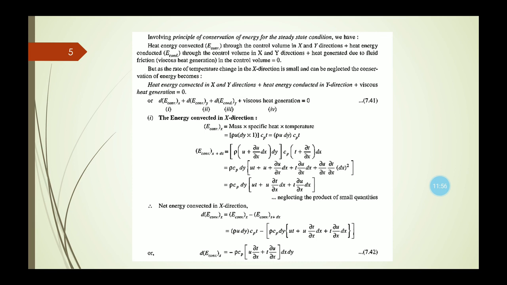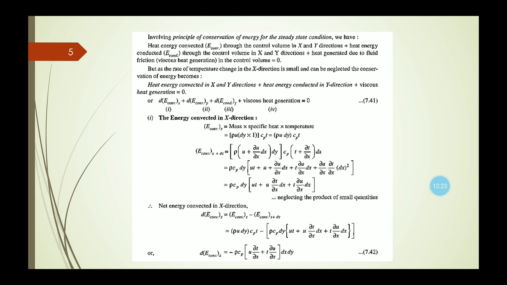So if we neglect the product of the small quantities, then ultimately after 2 steps we will be getting rho Cp dy multiplied by (u ∂T/∂t + u ∂T/∂x) into dx plus T ∂u/∂x into dx. Now the net energy convected in the x direction, that means in between the 2 different surfaces of the control volume, E convection x minus E convection x plus dx.